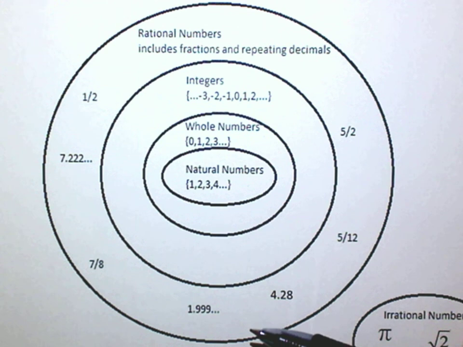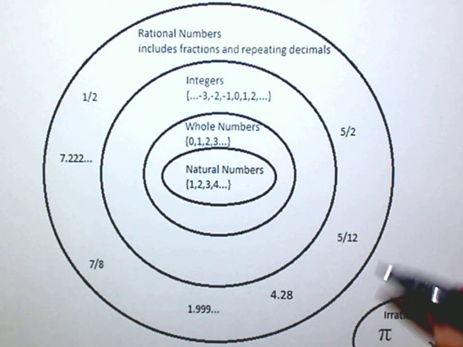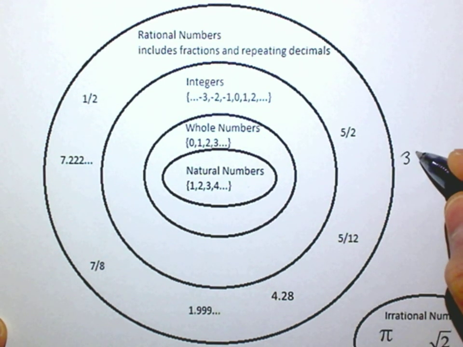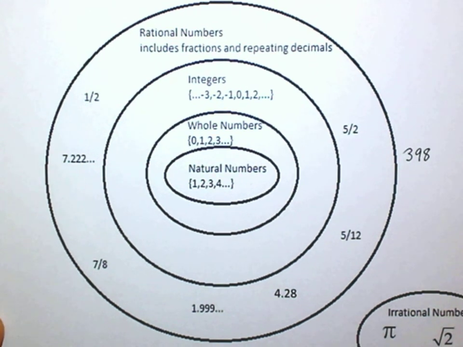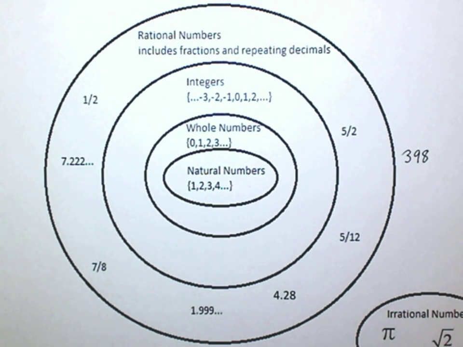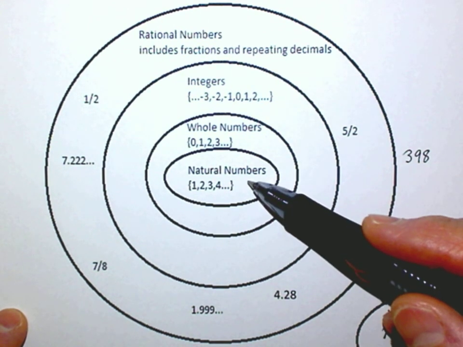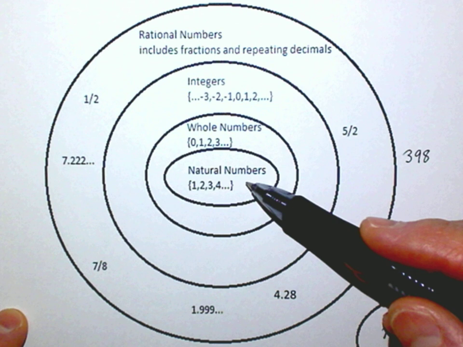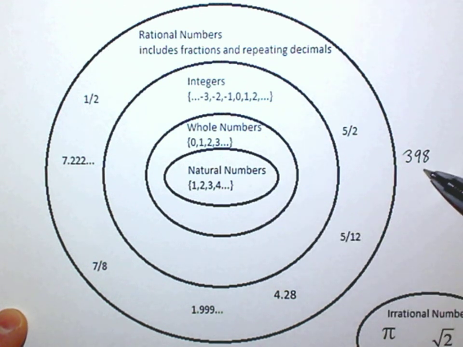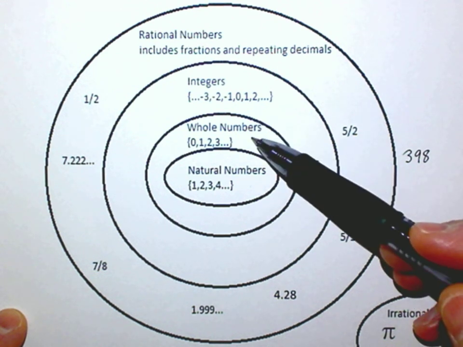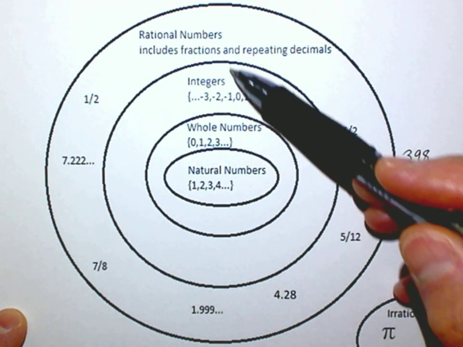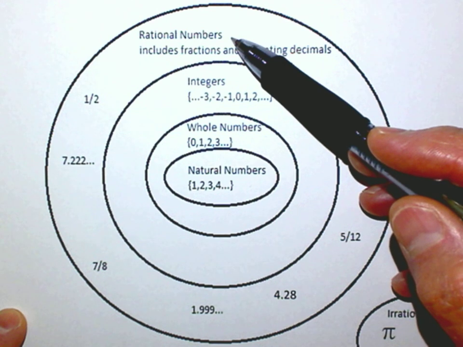For example, let's look at the number 398. Where would we put that in our circles? Well, 398 is a counting number. It's a natural number, so it would land inside this circle. Notice that it also falls inside all the other circles, so the number 398 is also a whole number, an integer, and a rational number.